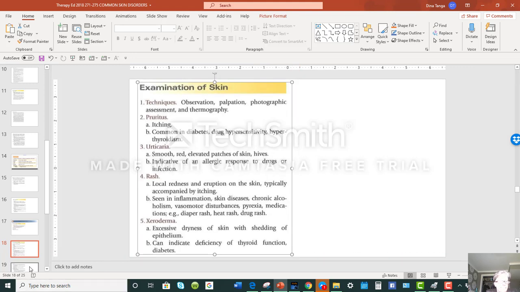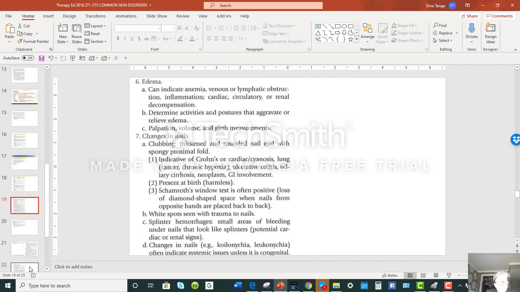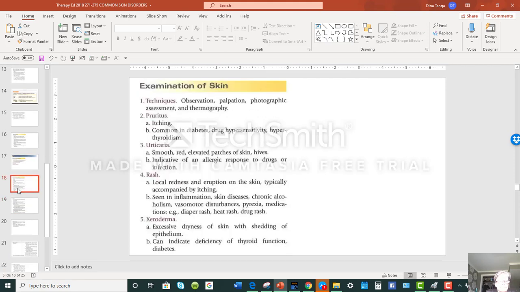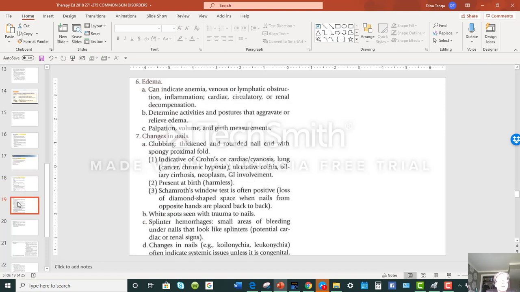Okay. Edema. So what were we doing? Examination of skin. Now edema can indicate anemia, venous or lymphatic obstruction, inflammations, cardiac, circulatory, or renal decompensation. Determine activities and postures that aggravate or relieve edema. Palpation, volume, and girth measurements.